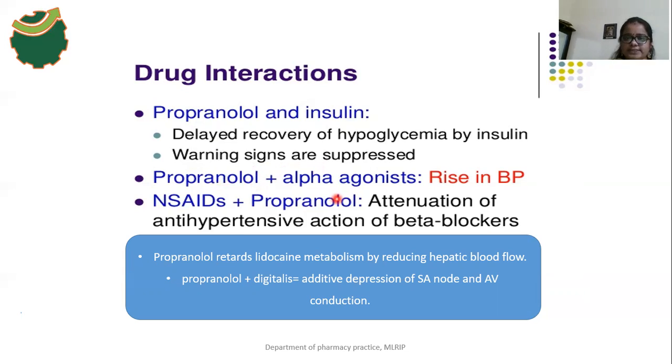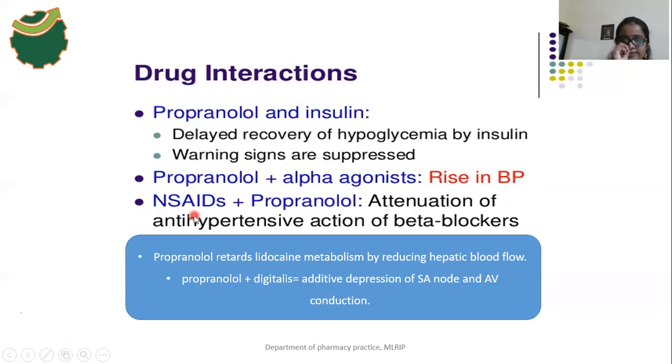Propranolol and alpha agonist drugs. Examples of alpha agonist drugs are ephedrine and norepinephrine. So what will happen when these two drugs are used at the same time? There is an increase in BP, because propranolol blocks the beta 2 receptors, and the alpha agonist drugs cause a vasoconstriction effect. Propranolol blocks beta 2 receptor mediated vasodilation, which may also cause some constriction effect. And the alpha agonist action on blood vessels is a constriction effect. So both effects may lead to a rise in BP.